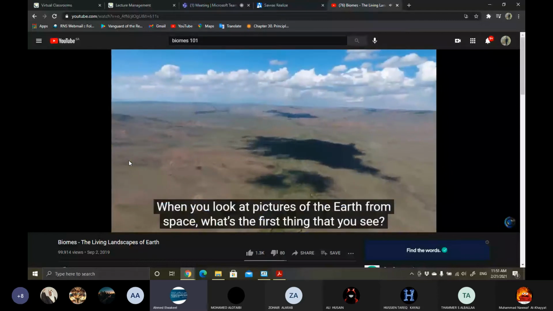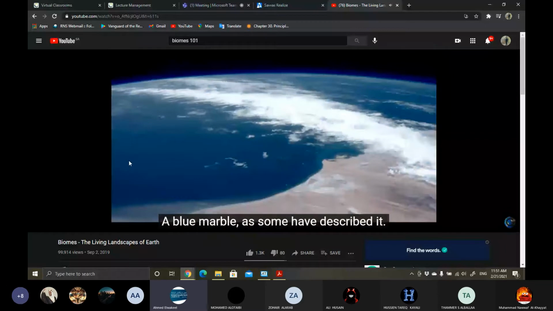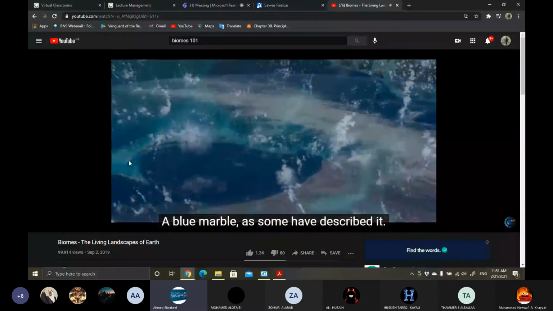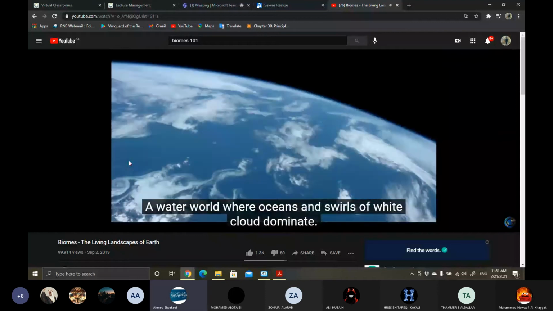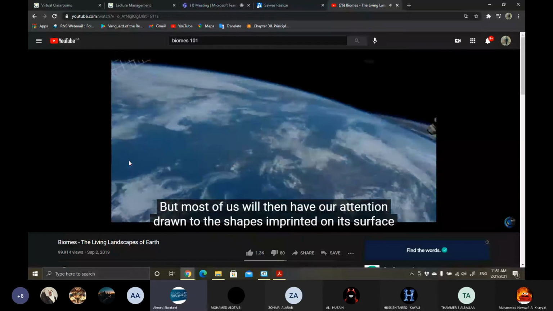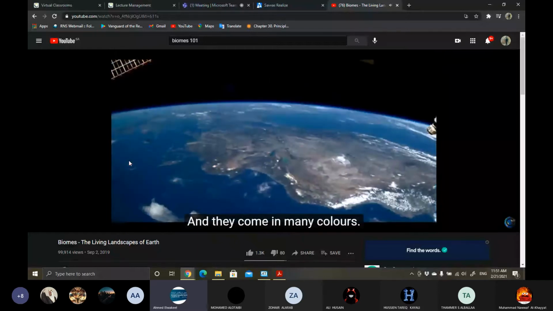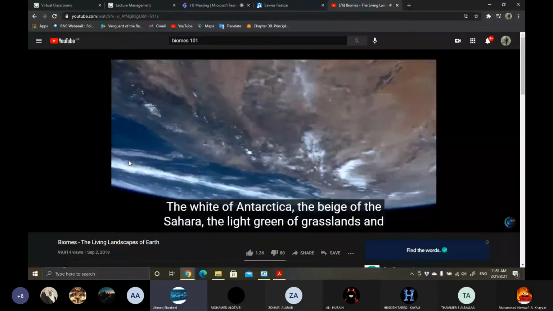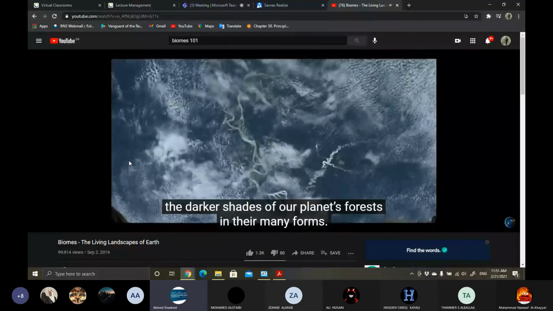When you look at pictures of Earth from space, what's the first thing that you see? A blue marble, as some have described it. A water world, where oceans and swirls of white cloud dominate. But most of us will then have our attention drawn to the shapes imprinted on its surface, the continents. And they come in many colours. The white of Antarctica, the beige of the Sahara, the light green of grasslands, and the darker shades of our planet's forests in their many forms.